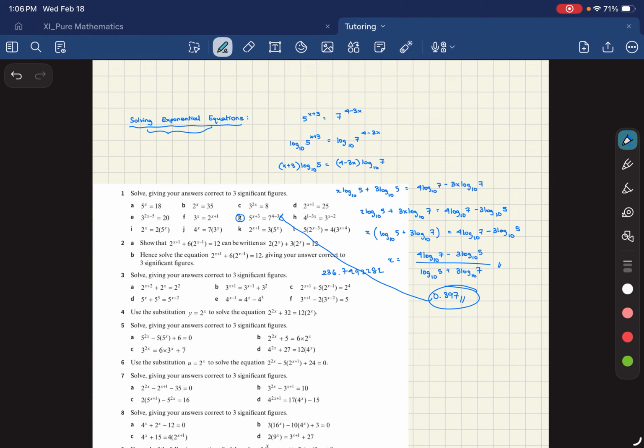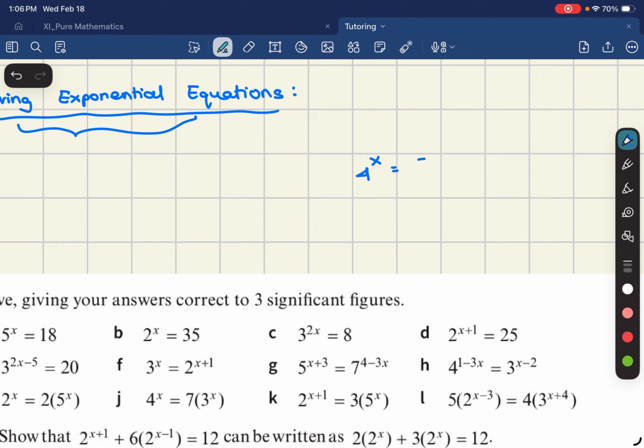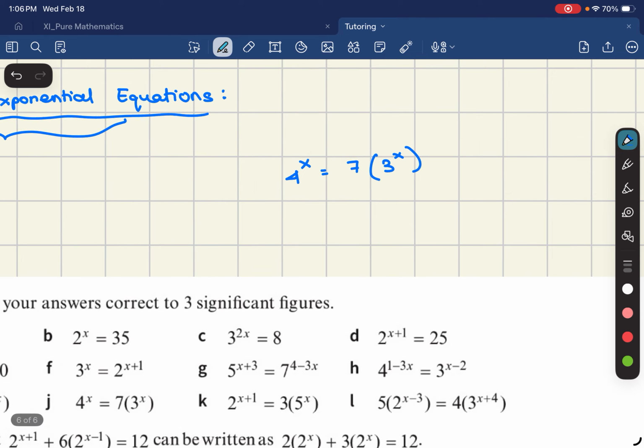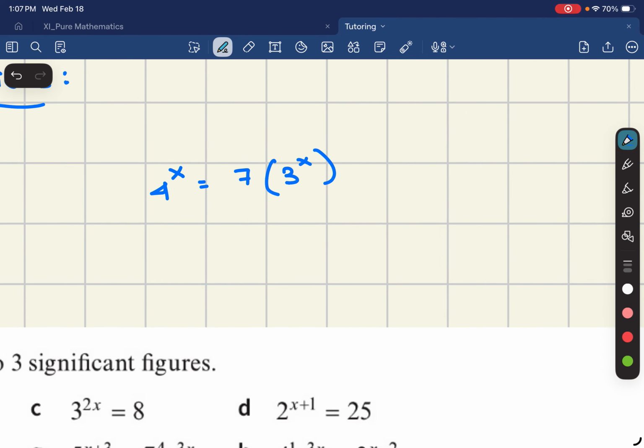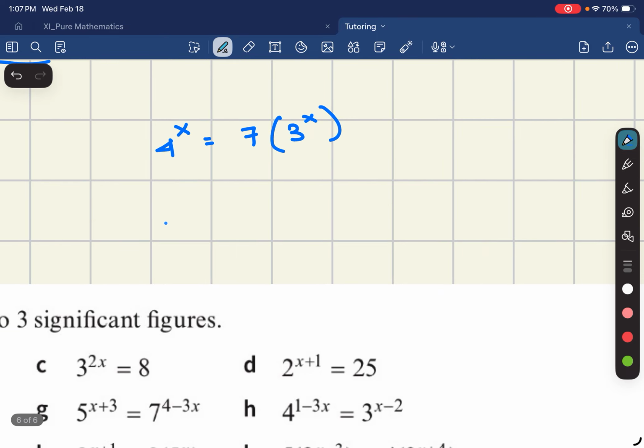So I'm going to leave H to you. So I'm going to do J, and I is essentially the same thing. I have 4 to the power x is equal to 7 times 3 to the power x. Well, now I can always take the log. I can say that, hey, I can take log base 10 of both sides. And the reason I'm taking base 10 is because it's easy to use your calculator. Other bases aside from 10 and e, and we haven't learned log base e yet. We'll do that at a different section.